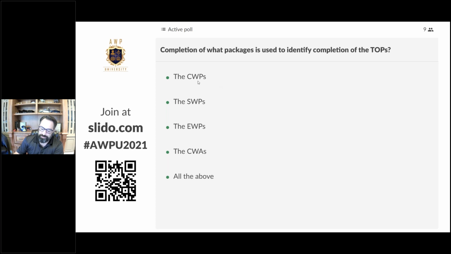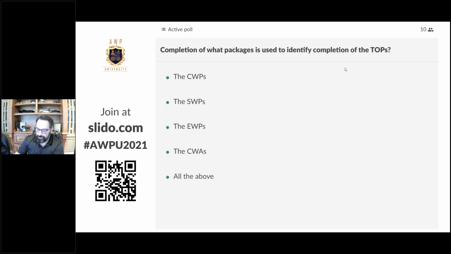Certain bits and pieces of CWPs need to be completed to complete those turnover packages, but that's not typically our type. The SWP or the system work packages, they are subsets of turnover packages. They are tied to execution of IWPs for the prerequisite and the timing of execution of the IWPs. They are also tied to the CWPs as to when they execute, so that is a viable answer.